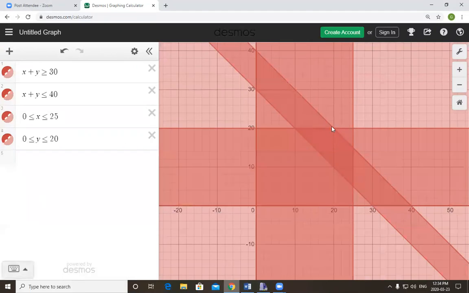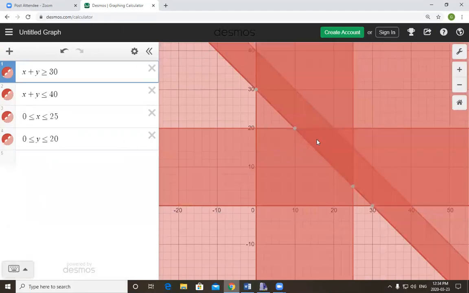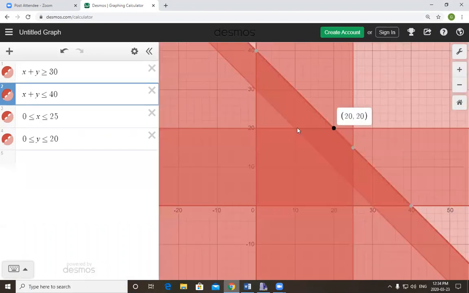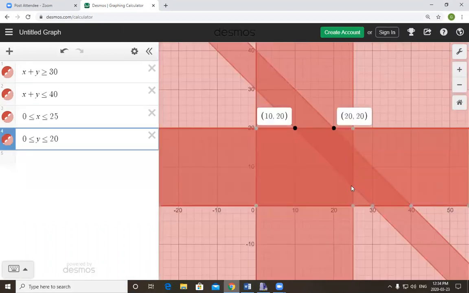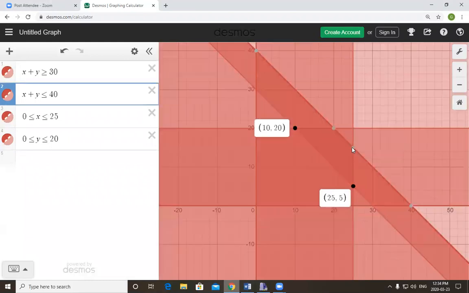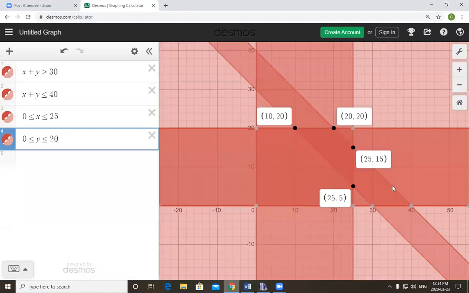Okay, so here we can see our feasible region, right? So that's what we want. These are the 4 points we're going to be looking for. So you can see this trapezoid here. That represents the feasible region, and that's what we want. These are the 4 corner points.